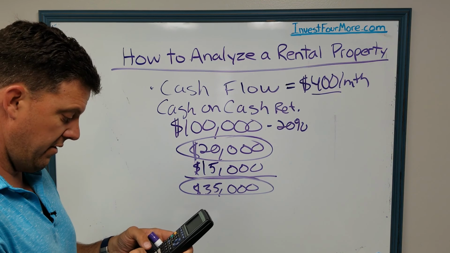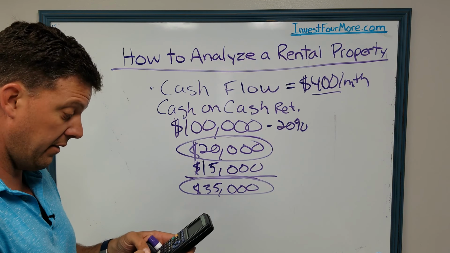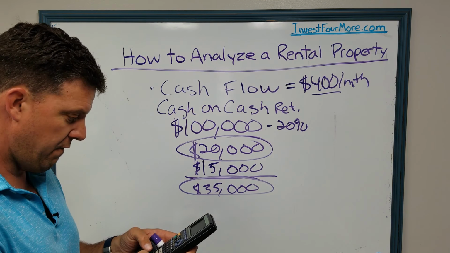And 400, I think I can do that one, times 12 is 4,800 divided by 35,000 gives us 13.7%. Again, that is 4,800, which is 400 times 12, because we want yearly numbers, divided by 35,000. And that gives us our cash on cash return.